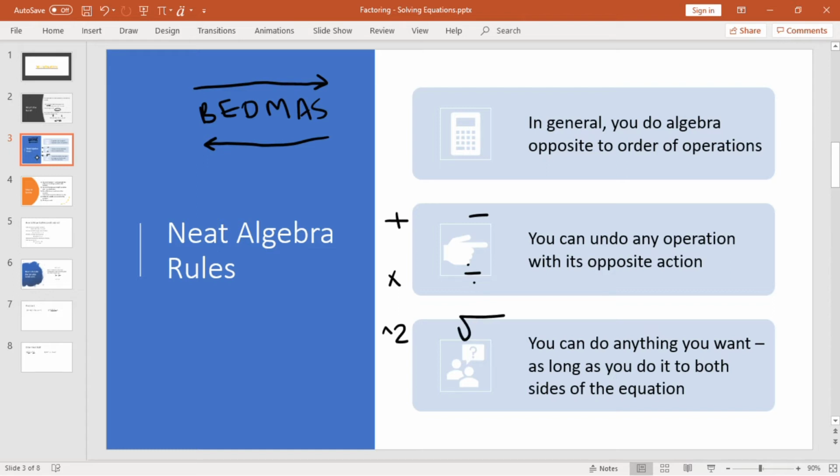And I'm allowed to do anything I want in algebra. You could multiply by a pineapple, but you must do it to both sides. The minute you multiply the left side by your pineapple, you're going to multiply your right side by a pineapple as well. So generally, we look for operations that are going to help us simplify the equation and get us closer to that point where we say x equals a number.